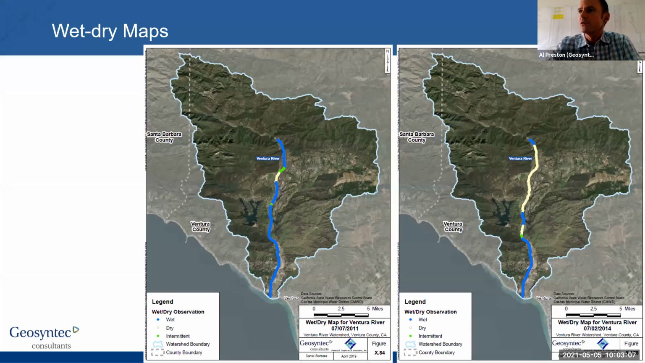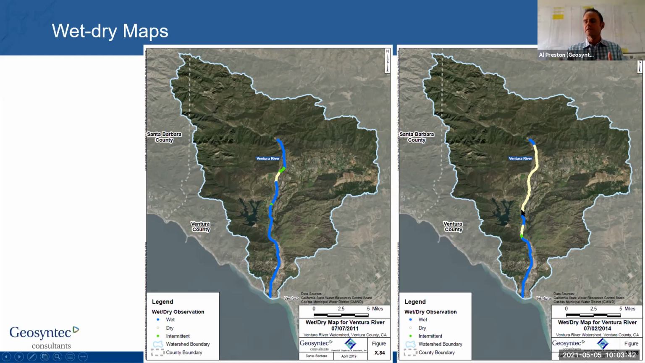These are examples of the wet-dry maps. These are collected by Casitas Municipal Water District. Both maps here are in July. The one on the left is 2011, which is a relatively wet year. And we see that even in July, most of the river is wet. There's a dry reach in the upper part of the Ventura River. If you contrast that with 2014, which is a couple of years into the drought, we see that probably about half of the Ventura River is dry at this point.